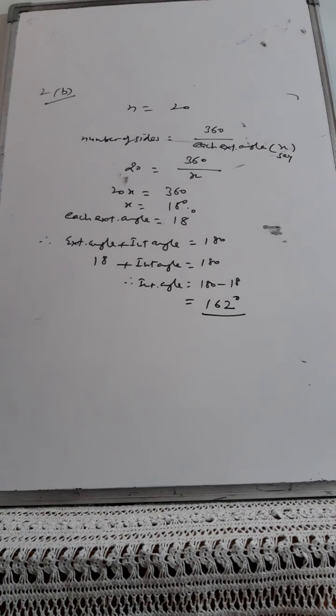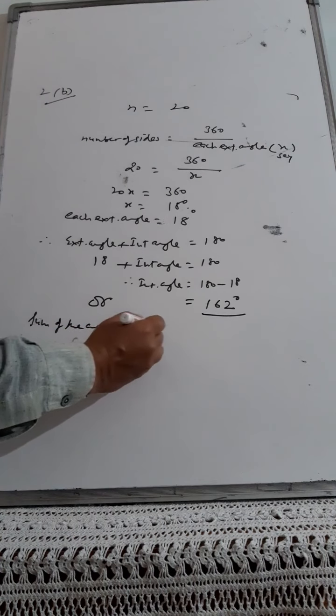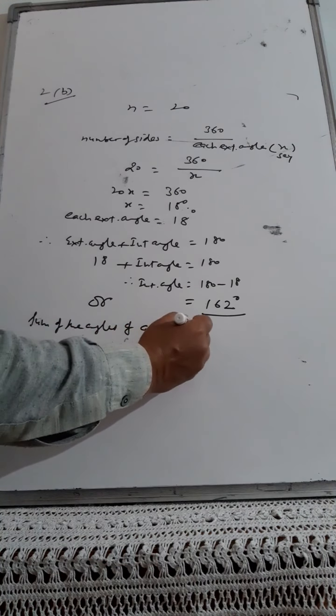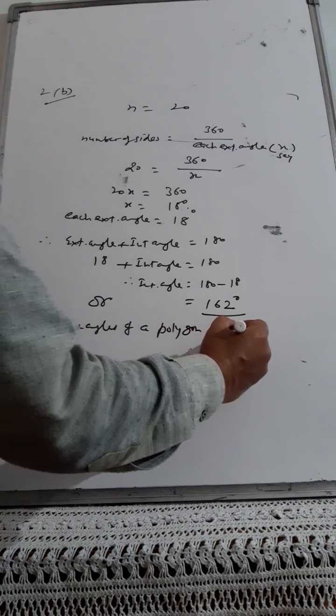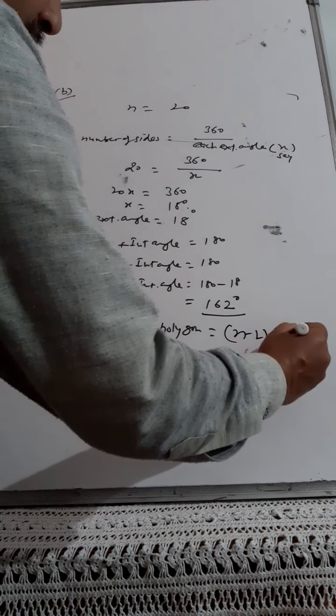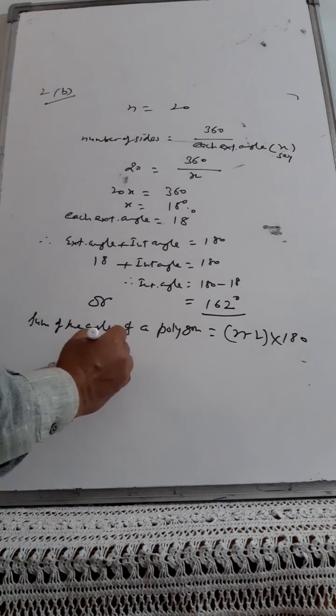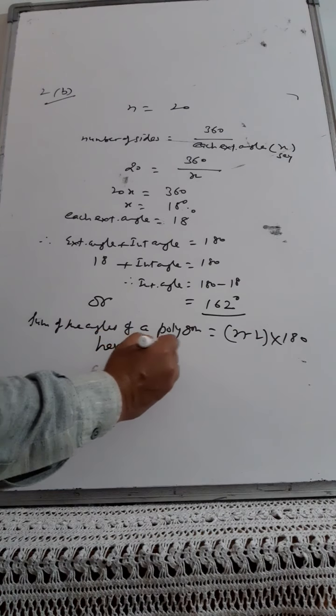One way is this. What is the other option? The sum of the angles of a polygon, as I said yesterday, is equal to (n minus 2) into 180 degrees. So here n is equal to 20.